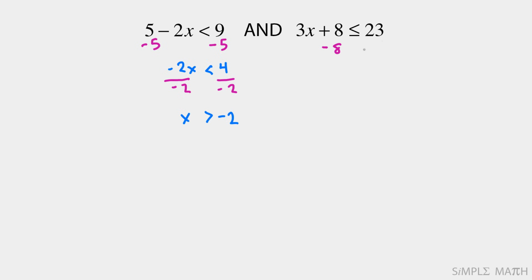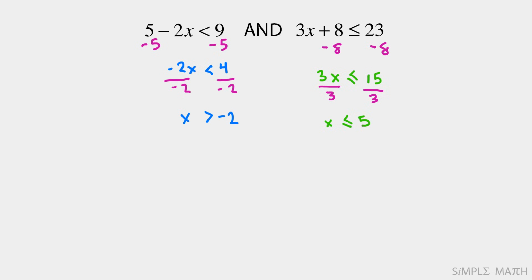For this inequality, we'll subtract 8 from both sides and then divide both sides by 3, which gives us x is less than or equal to 5. This time we divided by a positive number, so the direction of the sign stays the same. Now we need to combine these separate ranges of possible values for x into one solution set.